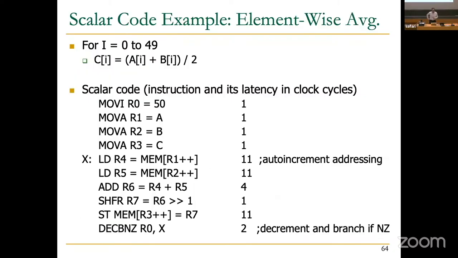Okay, this is a great place to take a 10-minute break. So we're going to be back at 25 past, and then we're going to actually go through this code and execute on a vector processor. But this is a scalar code, so we're going to see the scalar execution first.